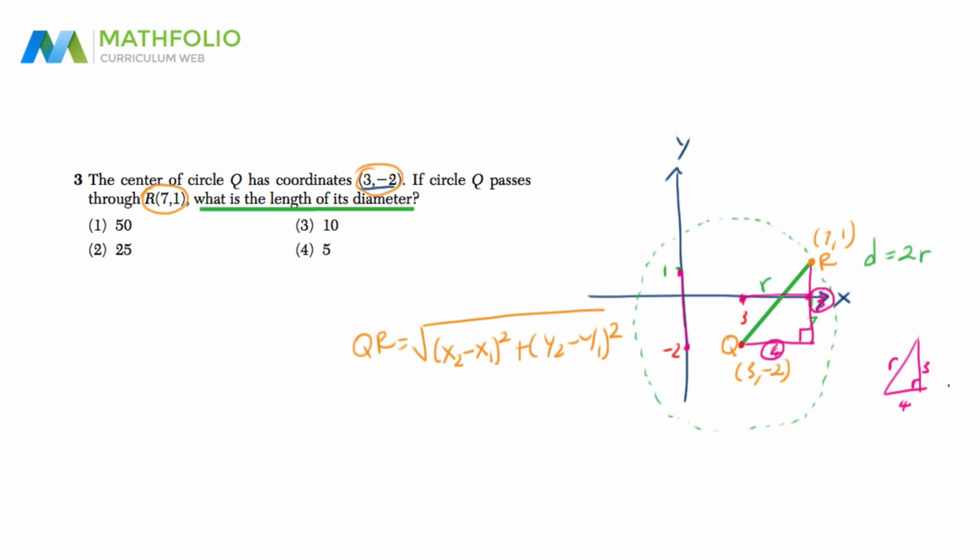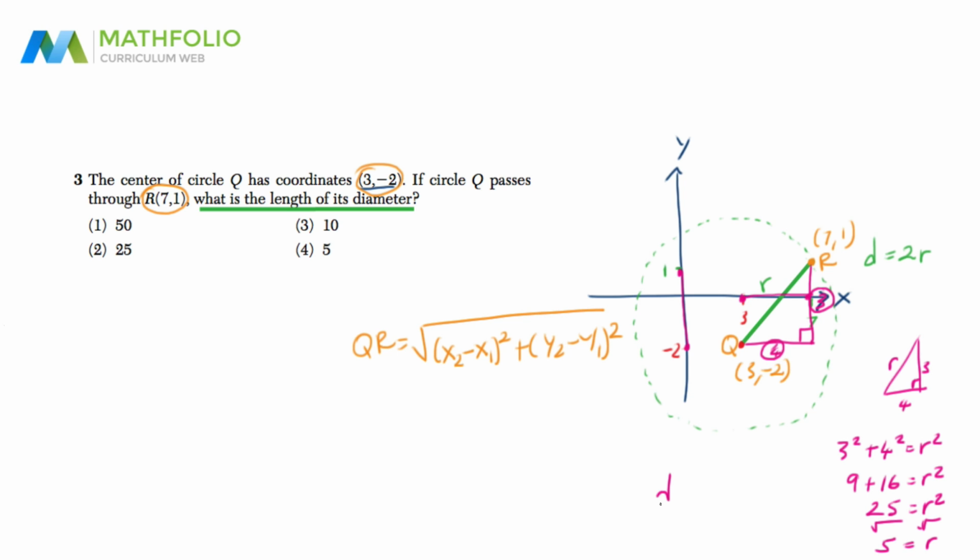Now this actually happens to be a 3, 4, 5 triangle, so it's a Pythagorean triple, but we could also do it and find out that r is 5 by just doing the Pythagorean theorem. 3 squared plus 4 squared equals r squared. So that's 9 plus 16 equals r squared. So 25 equals r squared. So when we square root both, we end up with r equals 5.